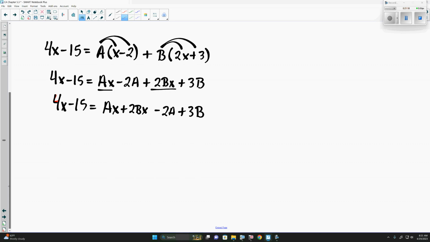Now most of this, and especially this next step, is to help y'all see how this is going to work. I'm going to factor the x out of these here. Now if I factor the x away from ax, we're just left with a. If we factor the x from 2bx, we're left with 2b.